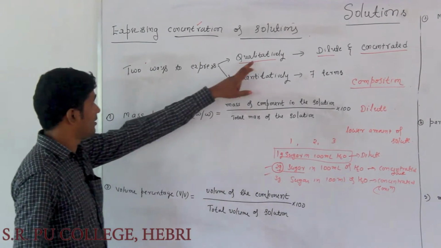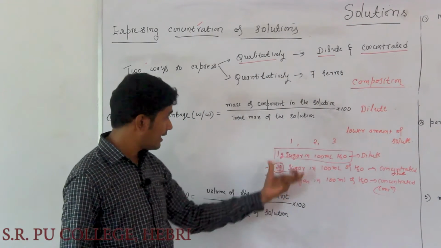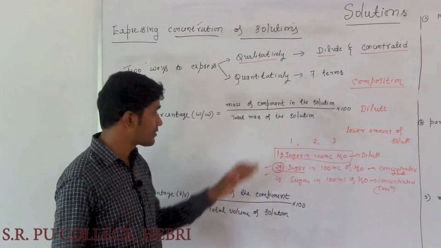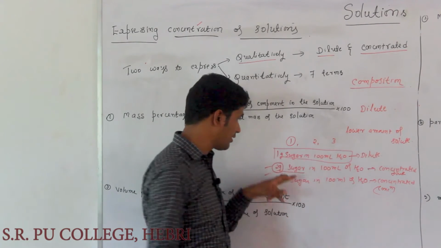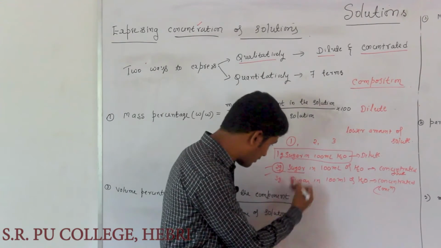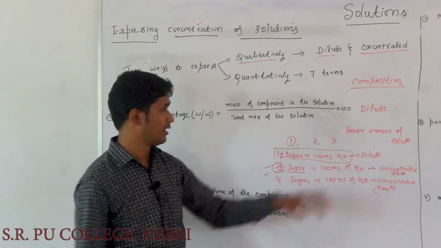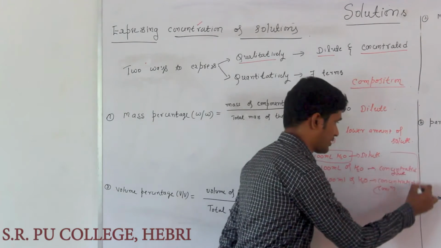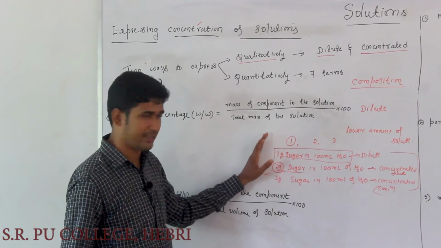When you express the concentration of solution qualitatively, it leads to a lot of confusion. Because with respect to the first solution, solution number 2 is concentrated. With respect to the third solution, the second solution is dilute. So now there is a confusion. Which is dilute, which is concentrated? It's very difficult to determine.